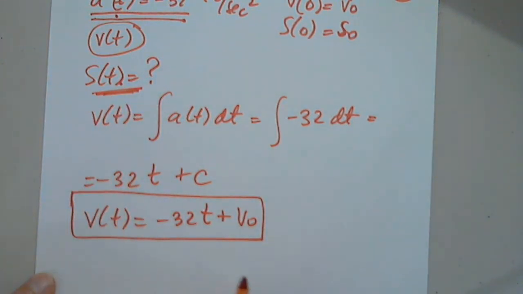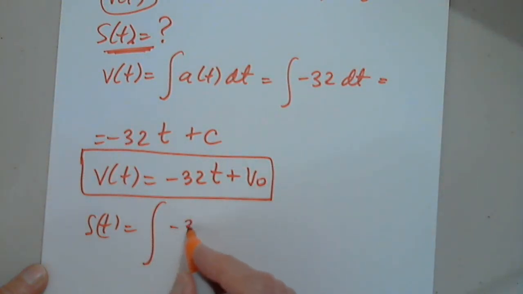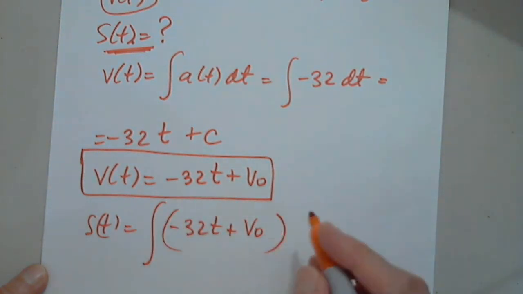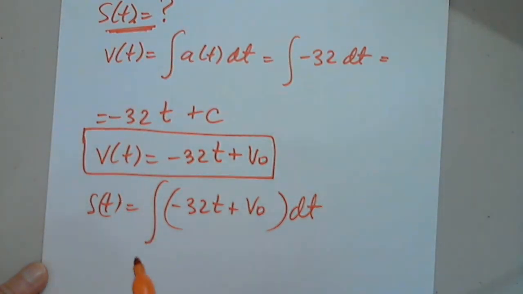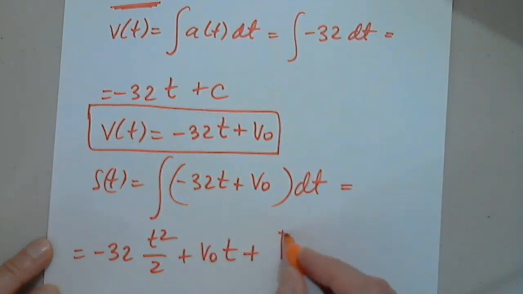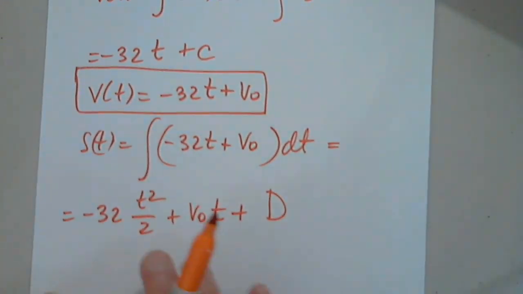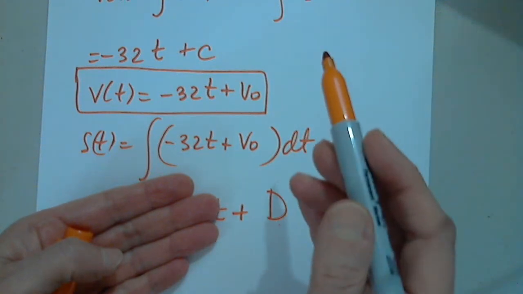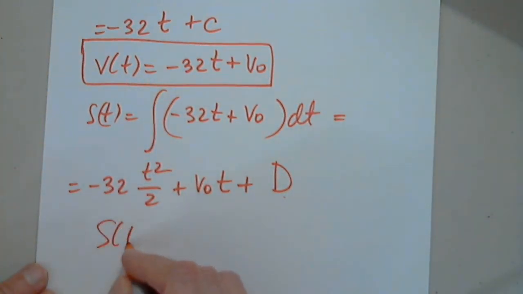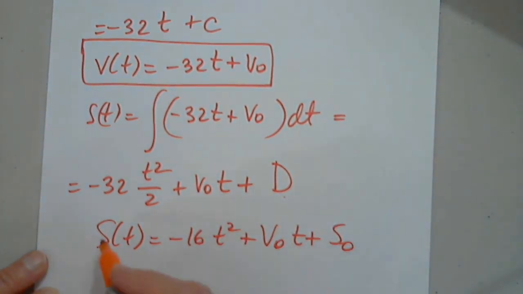Now I'm trying to get to the distance. So then s of t will be the integral of negative 32t plus v0 dt, because s of t is the indefinite integral of v of t dt. Okay, so then this becomes negative 32t squared over 2 plus v0t plus a constant d, not to be confused with that. But I'm told that s of 0 is s0. These are 0, so then d is s0. So here's the formula. Negative 16t squared plus v0t plus s0.